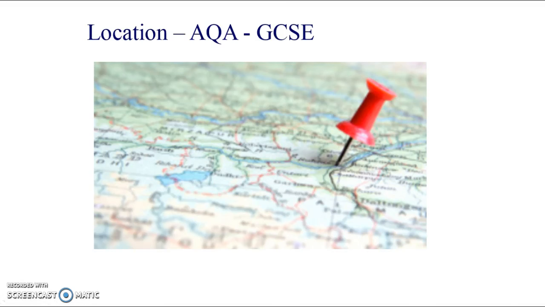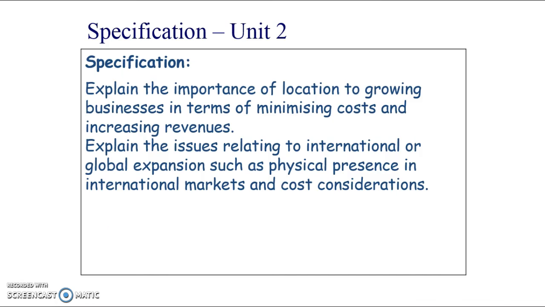Hello, this is looking at location for Unit 2. Now, if you are planning on doing your exam in 2006, you will know location very well because you had it as part of your controlled assessment. But this is a Unit 2 focus, so it's looking at larger businesses and international locations as well, which is important to cover because this is not something that you would have looked at. Well, I'm assuming that you wouldn't have looked at that when you were doing your controlled assessment.